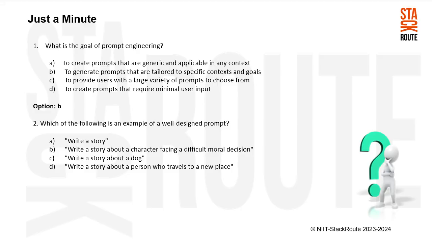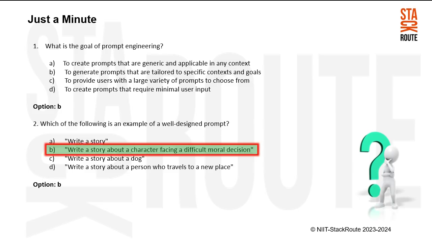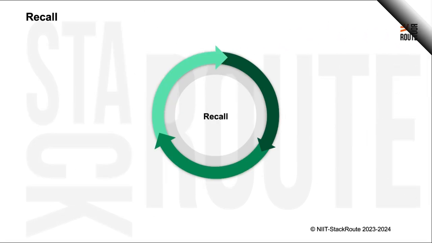The second question is, which of the following is an example of a well-designed prompt? So you can use your knowledge of best practices, common mistakes to avoid, and the techniques to follow while answering this question. And the correct answer is option B, write a story about a character facing a difficult moral decision. So here we have provided the background information, the additional context, and the prompt is very specific and clear.